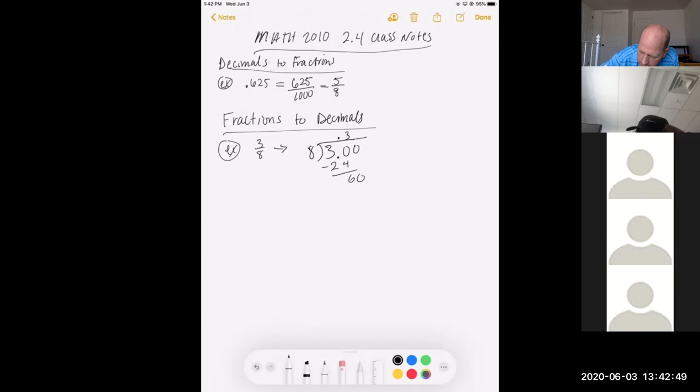We'll write one in. 8 into 60 goes 8 times. It goes 7 times. That's too much. 56 and a 0. Then 8 goes in 5 times. And we're done. So 3/8 is equal to 0.375. Okay, so that one will always work. Sometimes you'll get a repeating decimal. But that is the algorithm, very abstract. We want to build a base for fractions and decimals before we get to the algorithm.